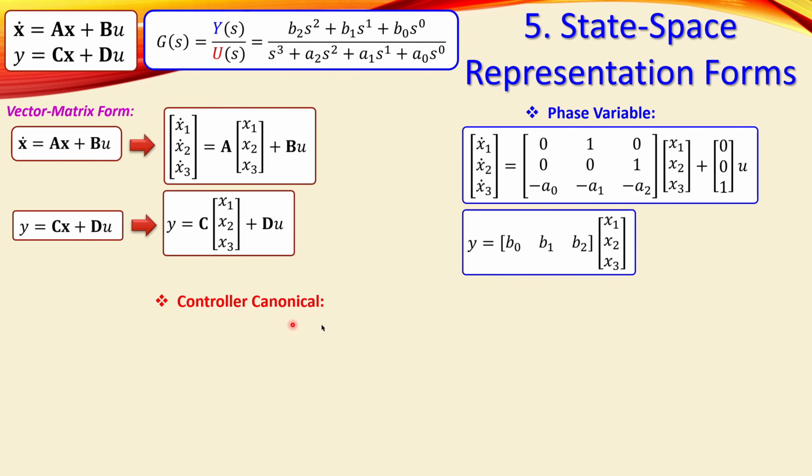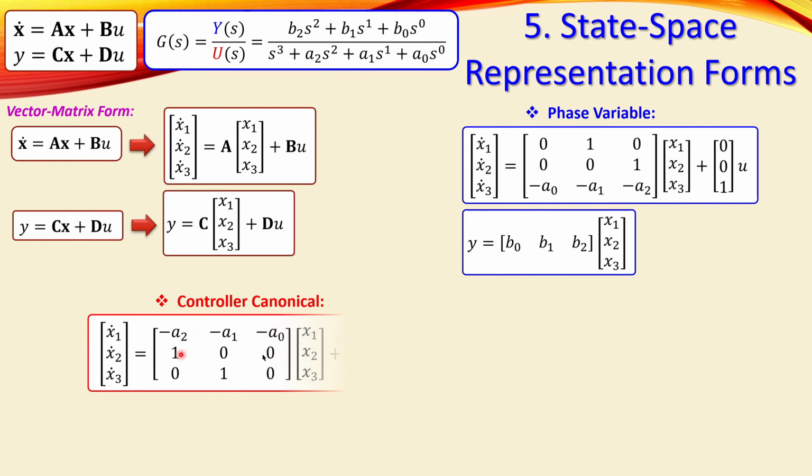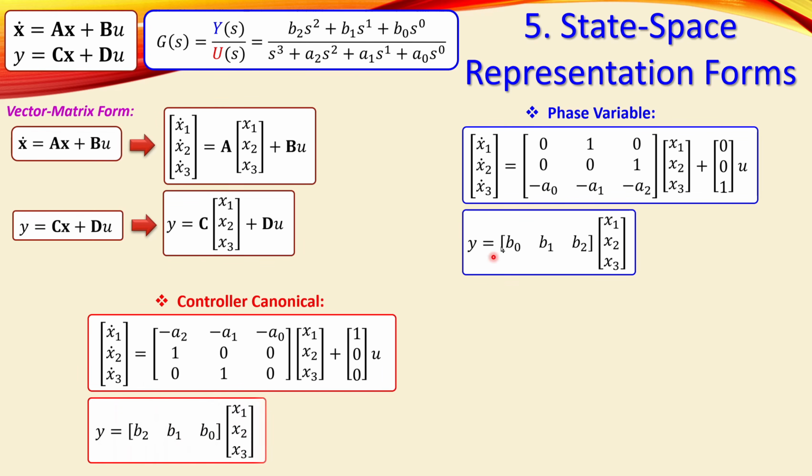You can also have the controller canonical form, what MATLAB actually produces, which is given by this expression. And we saw that it is indeed a template here. The second and the third row are always this, but the first row is given by minus A2, minus A1 and minus A0. So you take these three coefficients, put a minus sign in front and place them here. But this time it is 1, 0, 0 for the B vector. And for the output, it is similar to that one again, reversed: B2, B1 and B0.